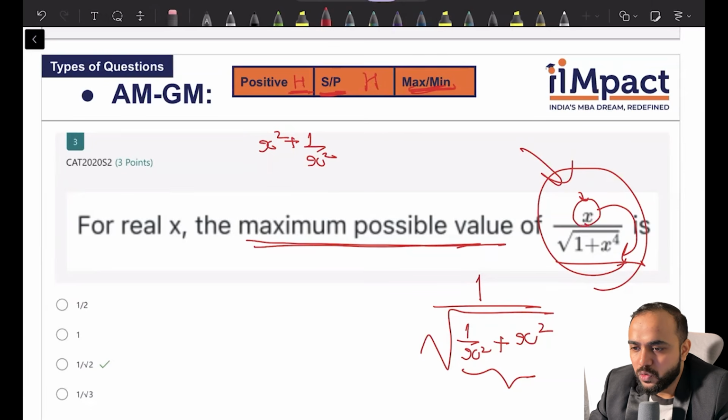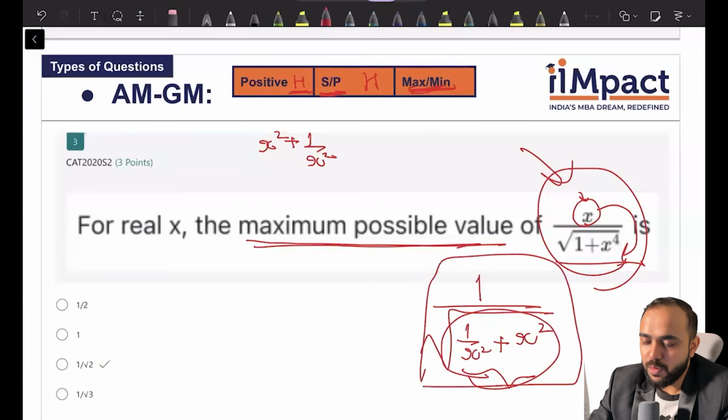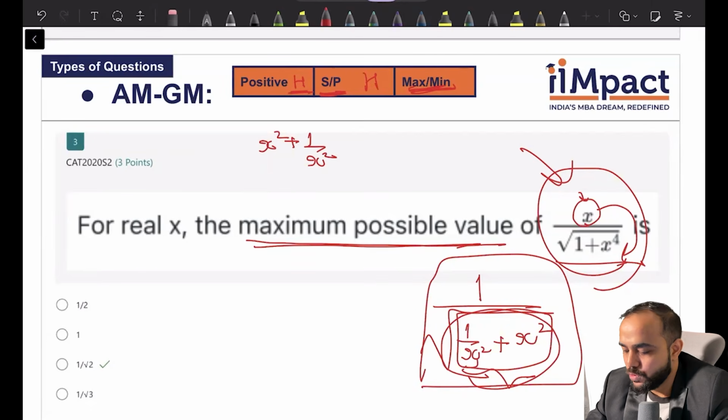Clear? So, the minimum value of the denominator will give you the maximum of the overall. And the minimum value of the denominator is what? Root 2. Inside's minimum value is what? 2. This, 1 by x plus x, minimum value is 2. So, 1 by root 2 is going to be your maximum value that you can take.